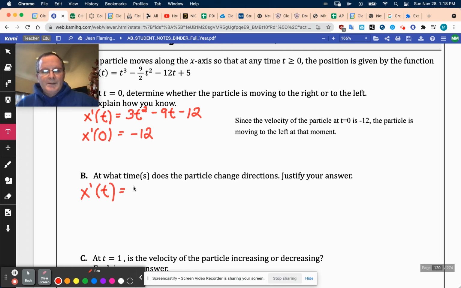So it wants to know when 3t squared minus 9t minus 12 is equal to 0. Sorry, I put the equal sign in there a little too early. All right, I could divide everything by 3. So let's do that, and that'll give me t squared minus 3t minus 4 equals 0.